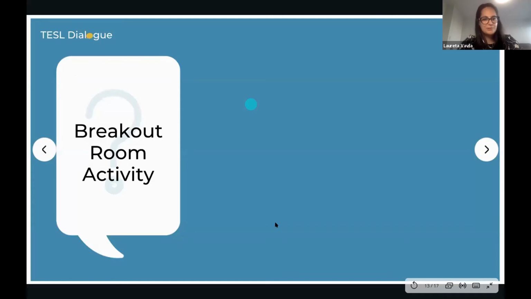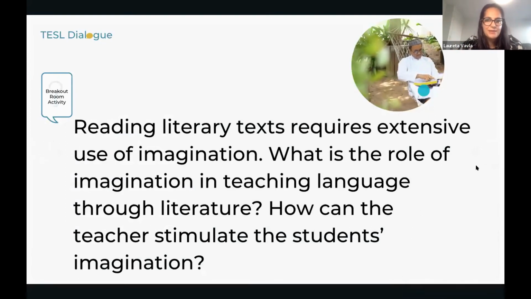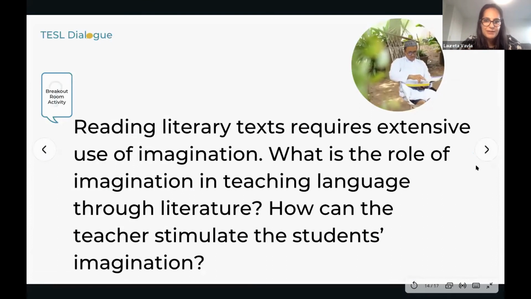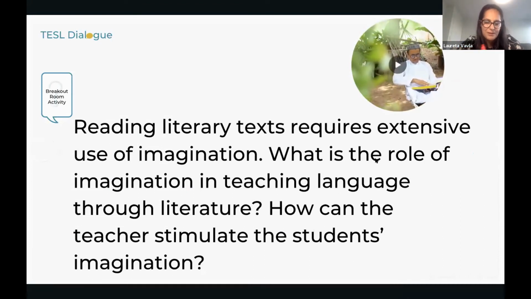Great. And as Colleen announced, we're going to go into our breakout room activity. So we have a question for you. Colleen will divide you into breakout rooms. And the question you might want to discuss with one another is this one. Reading literary texts requires extensive use of imagination. We talked about imagination throughout our discussion tonight. So the question is, what is the role of imagination in teaching language through literature? How can the teacher stimulate the student's imagination? I hope you'll enjoy your time and discuss this question with each other.